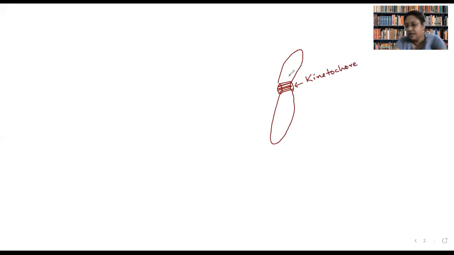Now at the centromere position, what is exactly present? The centromere is made up of two disc-like structures like this, which are interconnected by spokes like this. If you look into the chromosome, this is how they look. We call them kinetochore. Kinetochore is the area where, at the time of cell division, the fiber which is stretching and separating chromosomes into two equal halves gets attached.